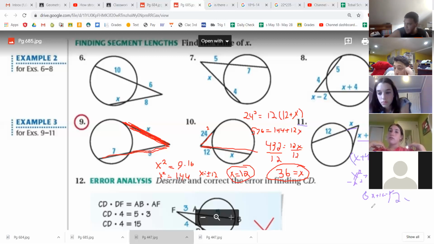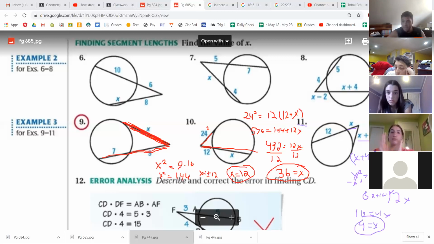12x minus 8x on both sides. 16 equals 4x. Divided by 4 on both sides. 4 equals x. There you go. Okay, that's 9, 10, 11. That's the third rule that was unique today. So those are the 3 rules, essentially. We're going to do number 12, and then I'm going to choose one of the last 3 as your exit.